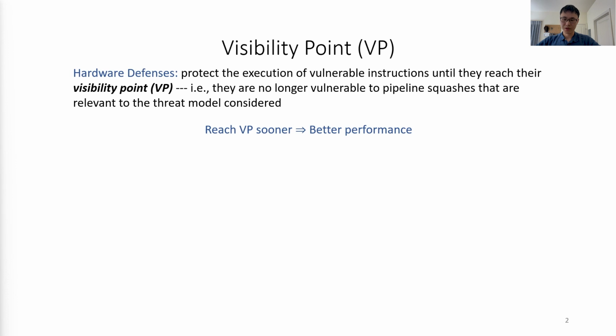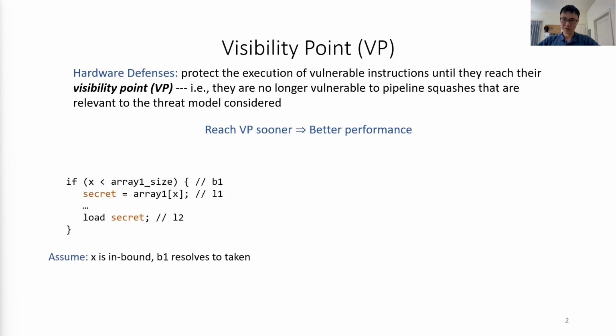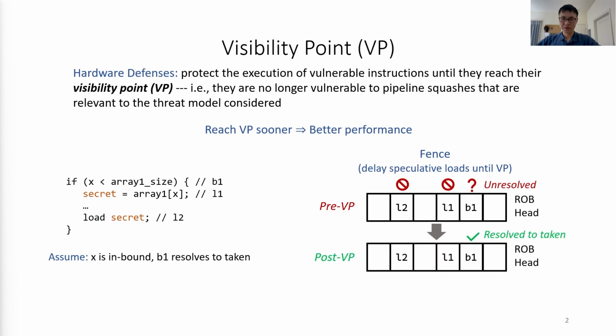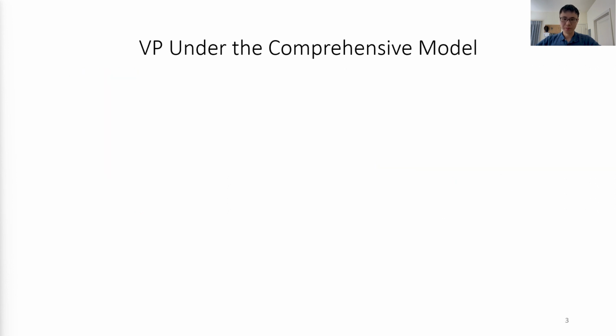To see how VP is used in a concrete defense, let's bring back the example from the last slide, but assume that it now takes a valid in-bound X and see how a simple defense scheme, Fence, will operate. The Fence scheme here delays speculative loads until VP. At first, the branch B1 is not resolved. Both L1 and L2 can be squashed by B1, therefore they are pre-VP and not allowed to execute. Only when B1 is resolved, L1 and L2 reach their VP and can be issued to memory.